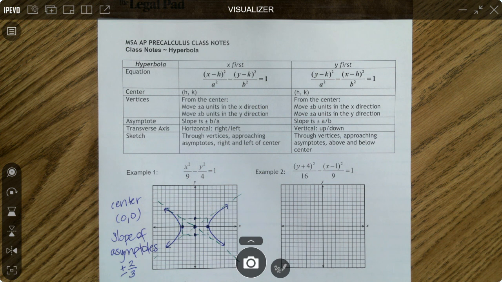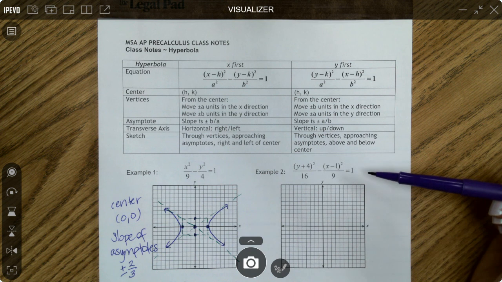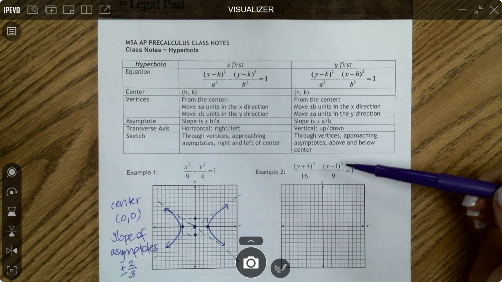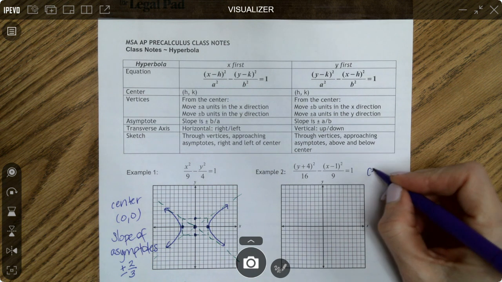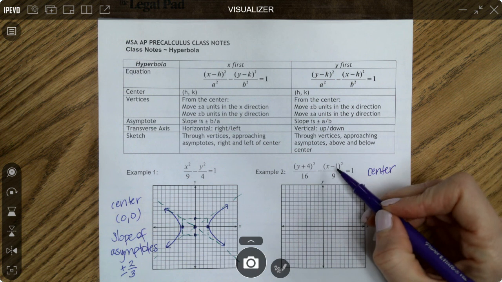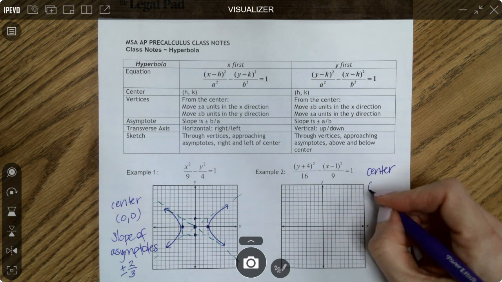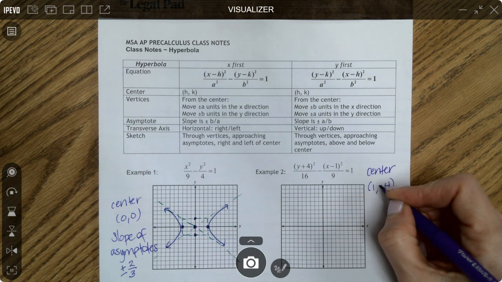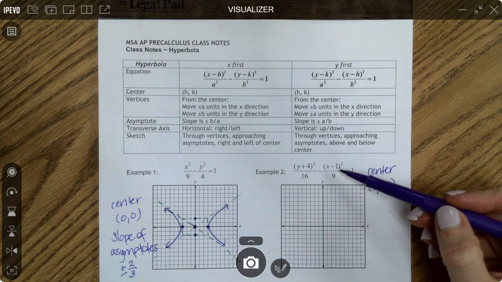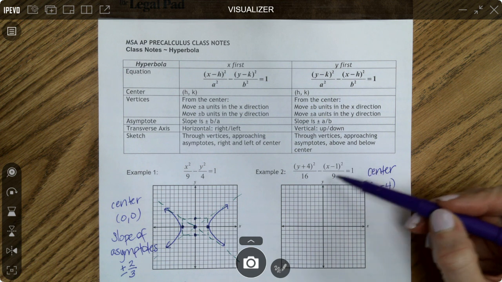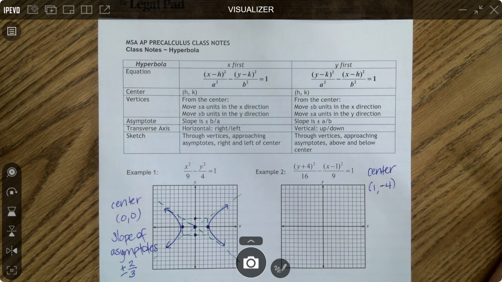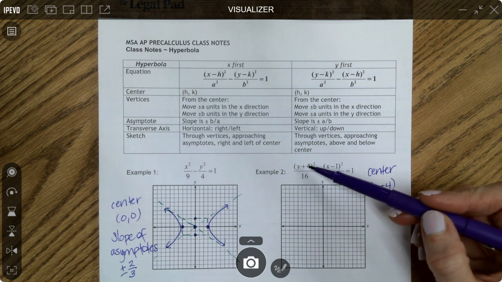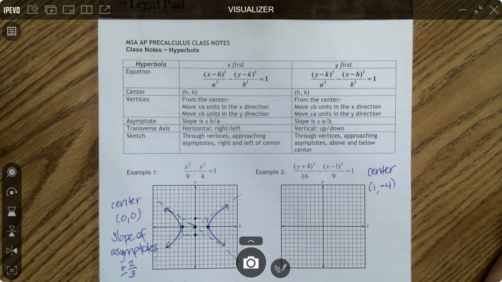All right, let's take a look at example 2, which is also in graphing form. So here, y is first. So here's where you really have to pay attention because we're so used to going in order from left to right. But the center here is (1, -4). So that's going to feel very backwards from what we're used to. But the x-coordinate of the center is going to be with the x, still opposite of the sign. The y-coordinate of the center is going to be with the y, still opposite of the sign.